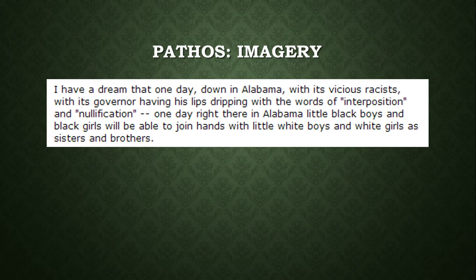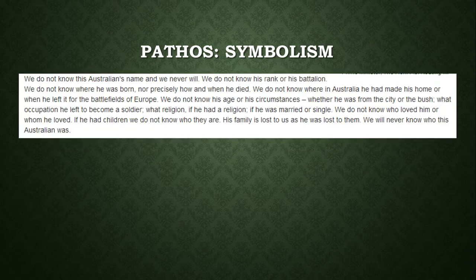We see images. So here we've got the image of the dream, highly symbolic, where he says, "One day, right there in Alabama," specifically chosen that state, "little black boys and black girls will be able to hold hands with little white boys and white girls as sisters and brothers." Really potent image of unity and racial harmony. So we've got symbolism as well.